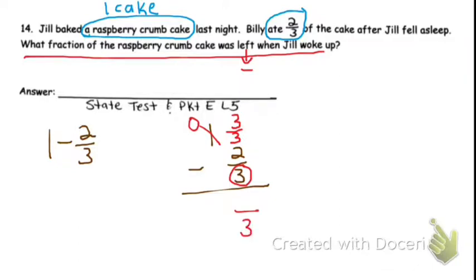Denominator stayed the same, which is 3. What's 3 minus 2? That's 1. What's my whole number? 0 minus nothing is 0. So 1 minus 2/3 equals 0 and 1/3.